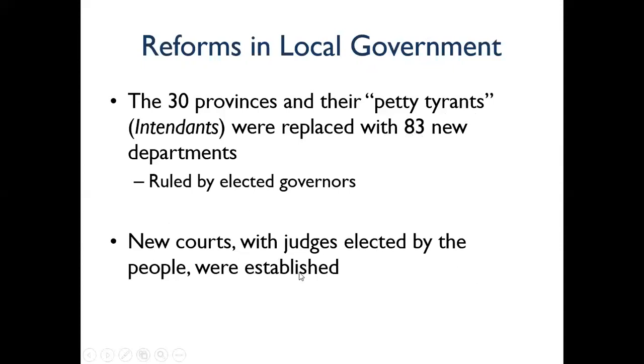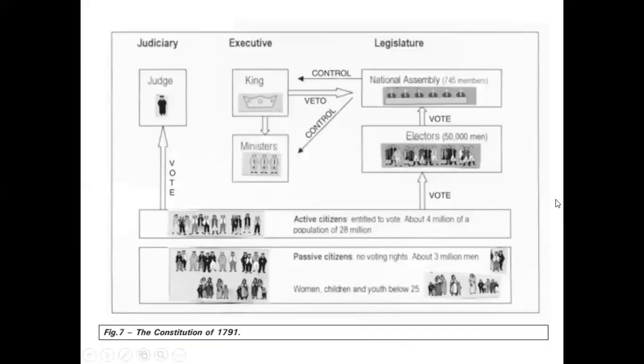New courts with judges elected by the people again. As we know, earlier when monarchs were there, the judges listened to the monarchs, and justice was also controlled by the monarchs. But under the reforms made by the National Assembly, new courts with judges were elected by the people, and the judges would give a fair trial. They will go through the case, go through the problem, and whatever they feel is justice, according to the witnesses and all the proofs, then only they will give justice. They are not controlled by anybody. That was the new reform brought in the local government.